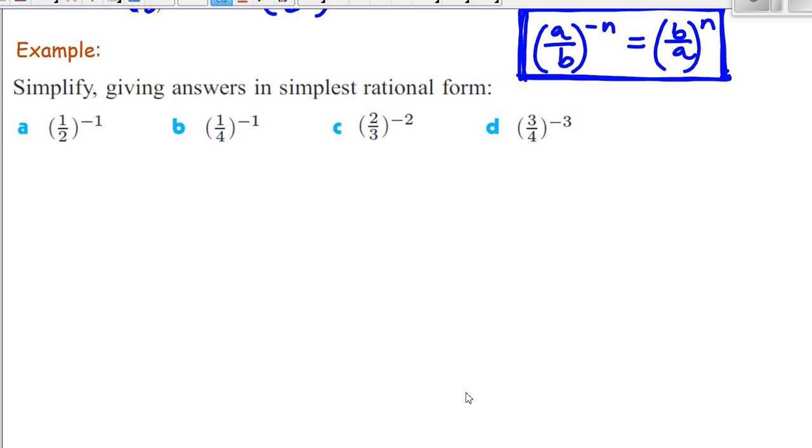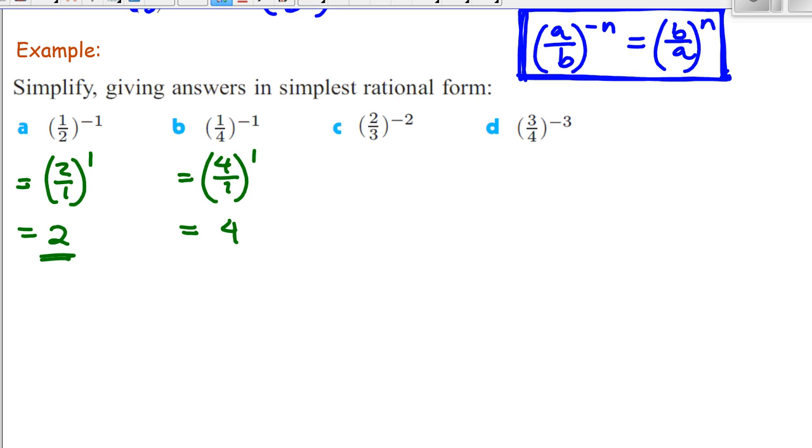So if we interchange this, we're going to end up with 2 over 1, and then you just ignore the negative. That will be our answer. And then you can simplify that, of course. 2 divided by 1 is 2, and 2 to the power 1 is just 2, so the answer will be 2. Here we'll do the same thing. Get the reciprocal of 1 over 4, which is 4 over 1, and then ignore the negative and just write the power there. So you end up with just 4, because 4 divided by 1 is 4, and 4 to the power 1 is just 4. That's your answer.